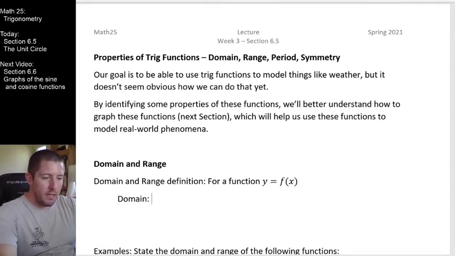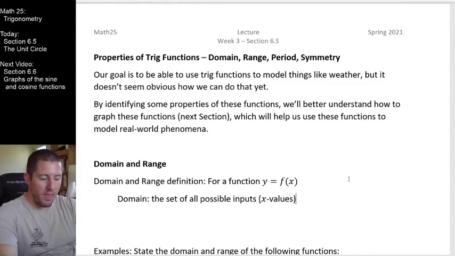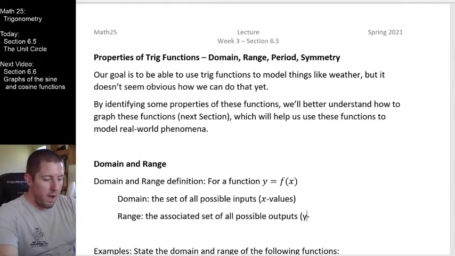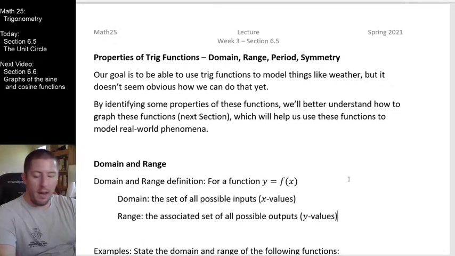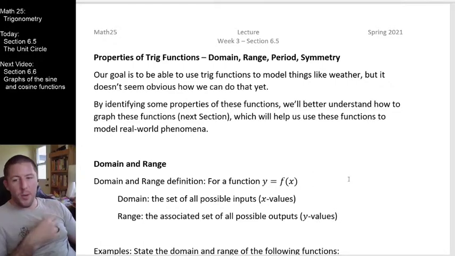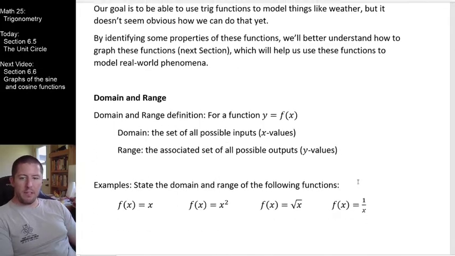Domain is the set of all possible inputs, x values, according to the way I've written my expression. And our range is the associated set of all possible outputs, or y values, from our functions. If we think about x as in and y as out, then this describes what we're allowed to plug in, and if we plugged in all those things, what's all the stuff that we could ever get out? And it's going to be intervals of values.